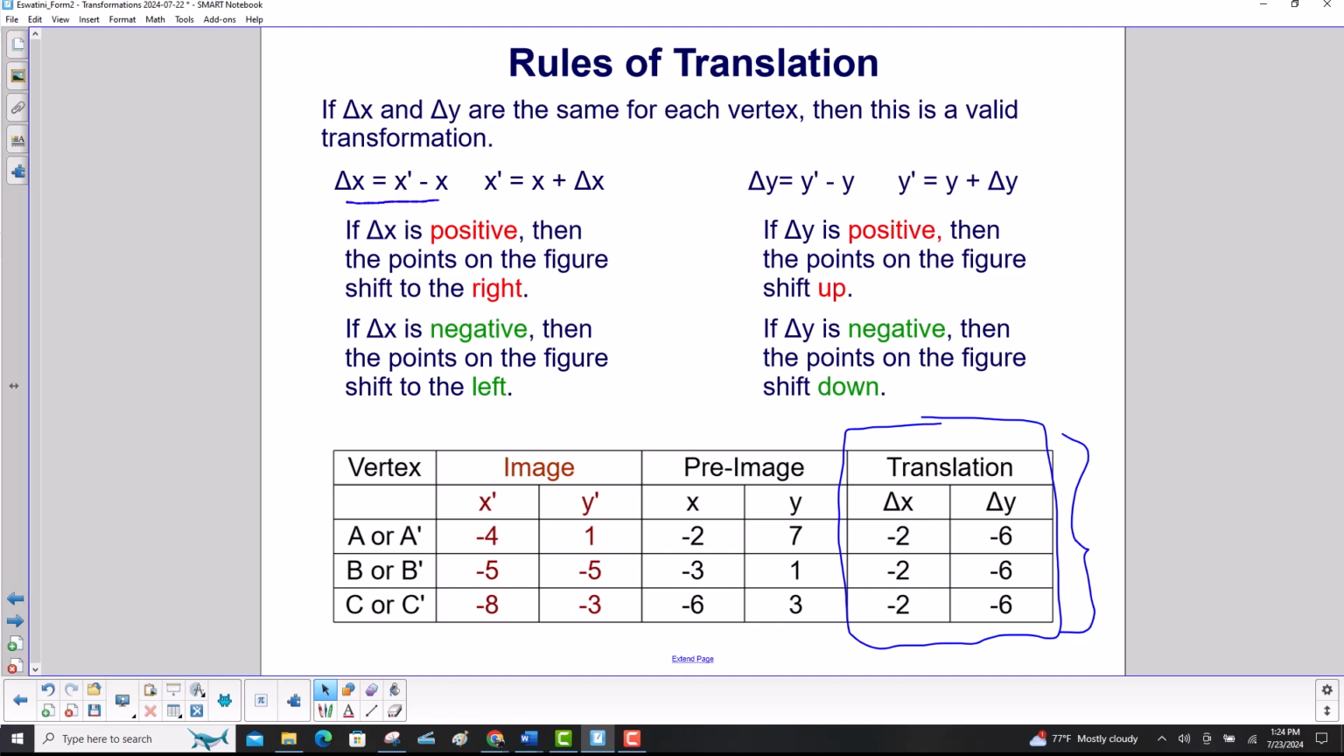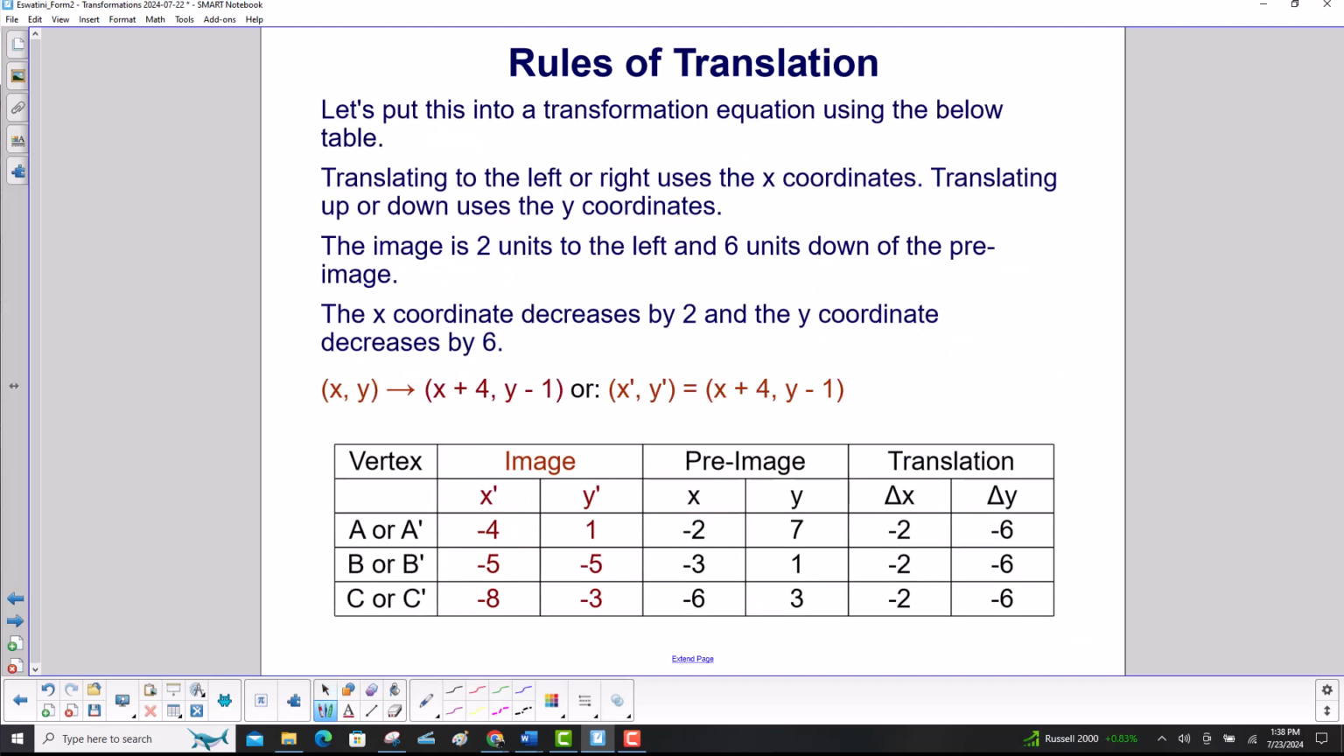Delta x is x prime minus x. If that is positive, then the points on the figure shift to the right. If delta x is negative, then the points on the figure shift to the left. And we rewrite this equation as x prime equals x plus delta x. Same thing for y, except in this case, if delta y is positive, the points on the figure shift up. If it is negative, then the points on the figure shift down.